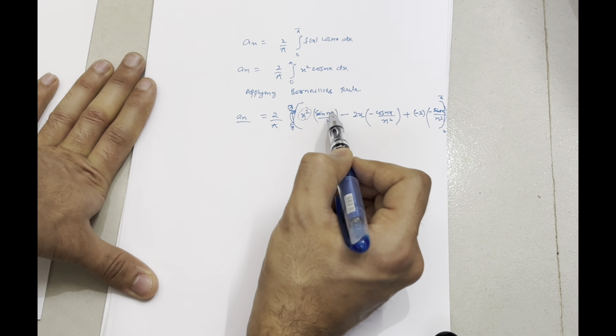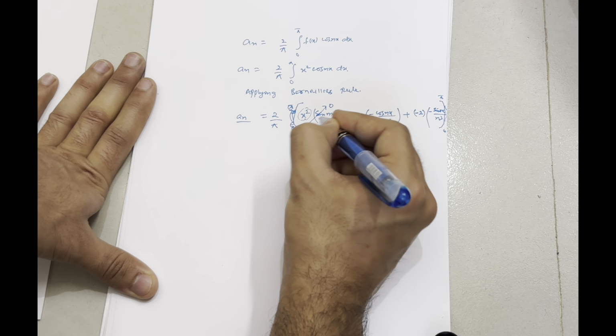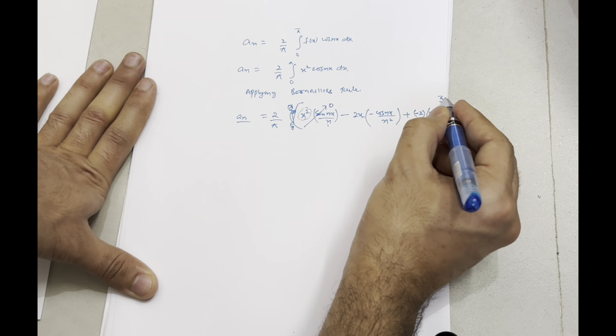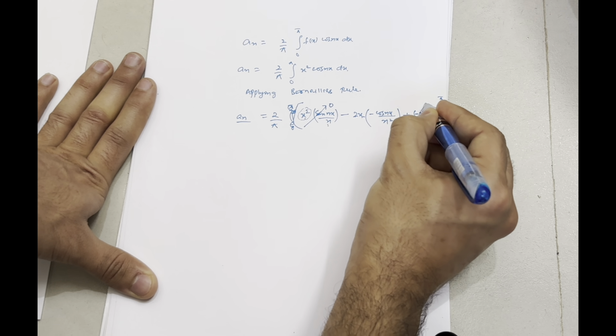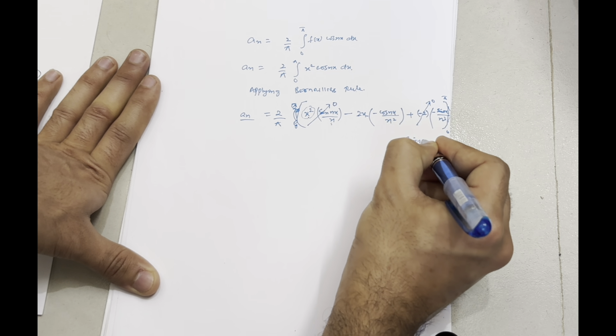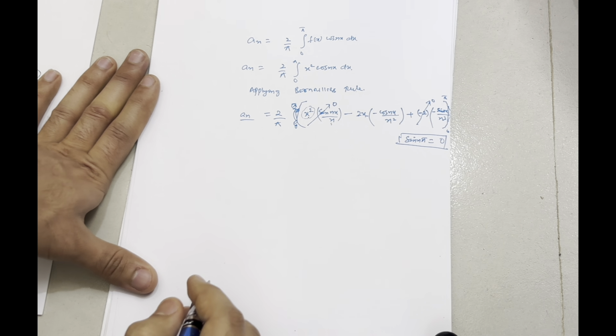Wherever you get sine of n pi, you just make that term 0. So you can write 0 here, and here we have sine of nx again. Once you apply the upper limit, you will get sine of n pi, which becomes 0 again. It is a standard formula that sine of n pi is always equal to 0. Hope you will remember this much.